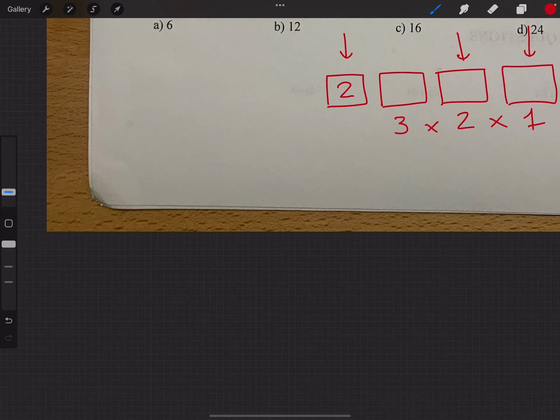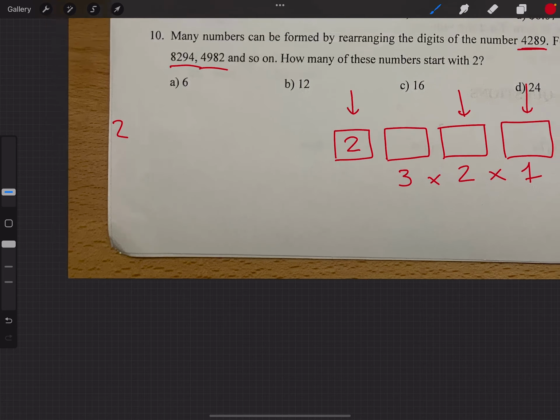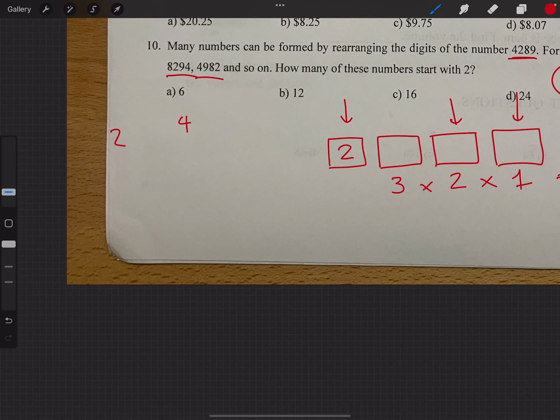Well, the first number has to be a 2, right? So the second number can be a 4 or 8 or 9. If the second number is a 4, what's the third number? The third number can only be an 8 or 9. If the second number was an 8, the third number could only be a 4 or a 9. And this one could only be a 4 or 8.